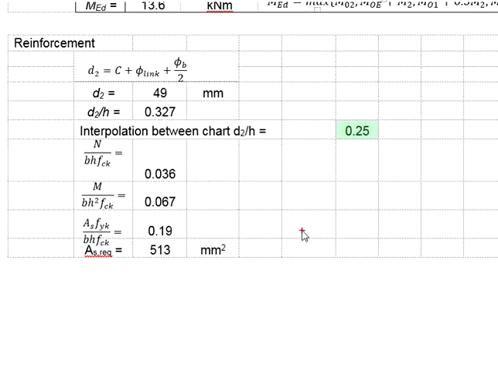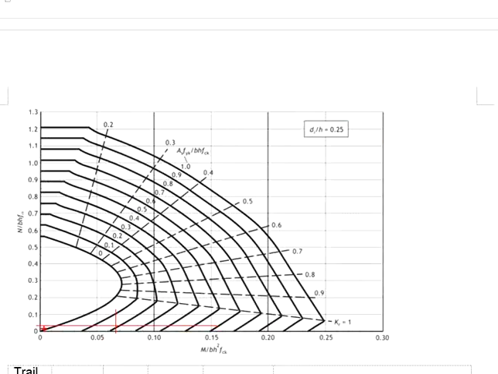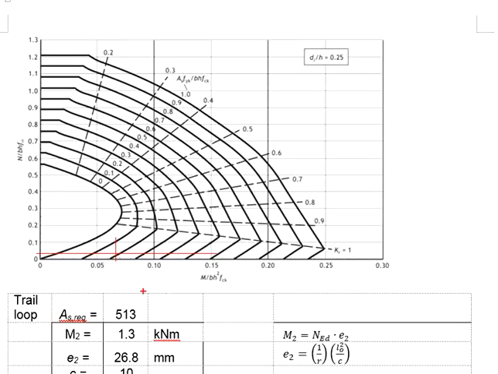0.036, the x-axis 0.067. 0.036 is somewhere here, 0.067 is somewhere here. It intersects at this point. Draw a 90-degree line and you start to estimate the locations.